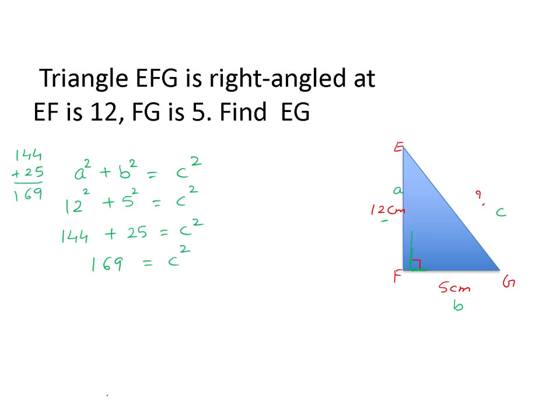Now we need to get rid of square. So opposite of square is square root. Do the square root on both the sides. Square root of 169 equal to C. And the square root of 169 is 13. 13 equal to C. Okay, so C is 13.